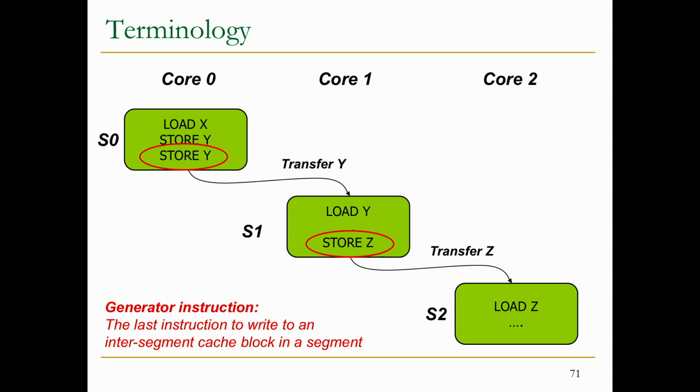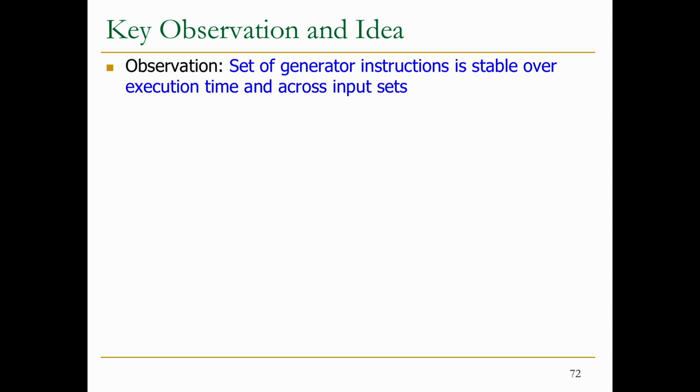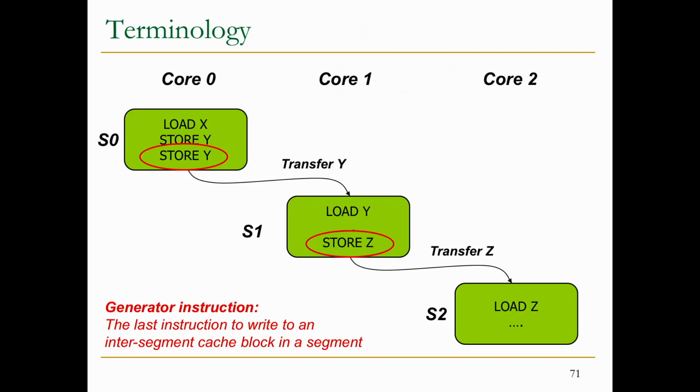So those are both generator instructions. Here, the store z is the generator instruction because it produces this inter-segment data. So basically, the key observation and idea in this paper is that the set of these generator instructions is stable over execution time and across input sets. Whenever you are communicating between these segments, the data may be different, but what generates the data stays constant. So these store instructions always generate the inter-segment data.